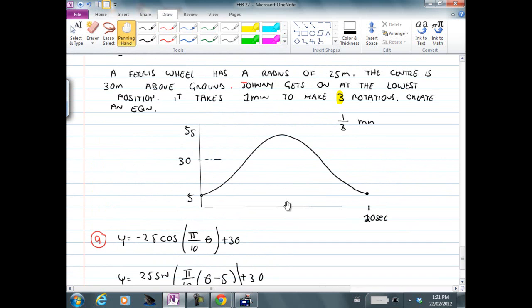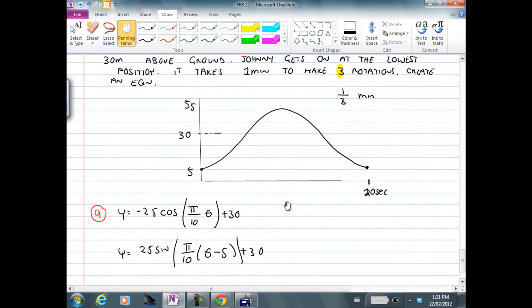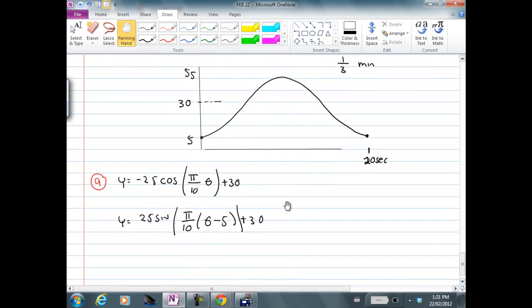Negative 25 cos. No, you need to have both forms. If you're missing one, I won't accept it because you're sinusoidal. Question? How to get to 5? To get to 5, you need to understand how the Ferris wheel works.